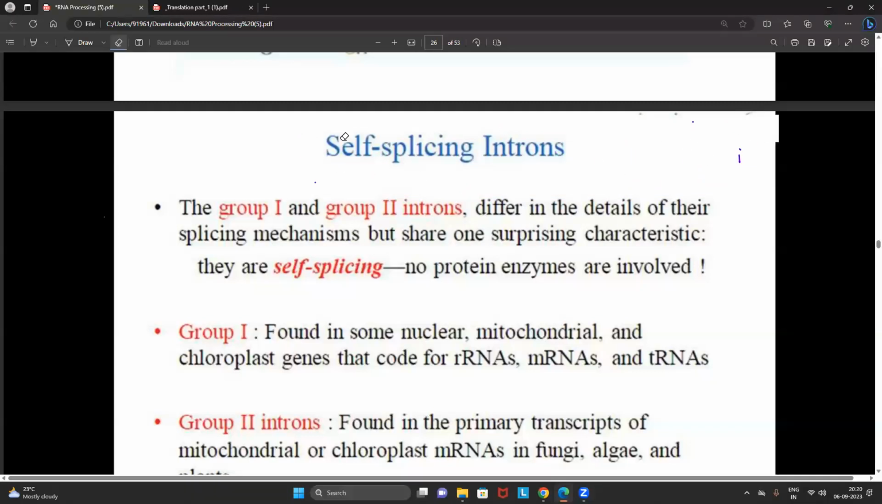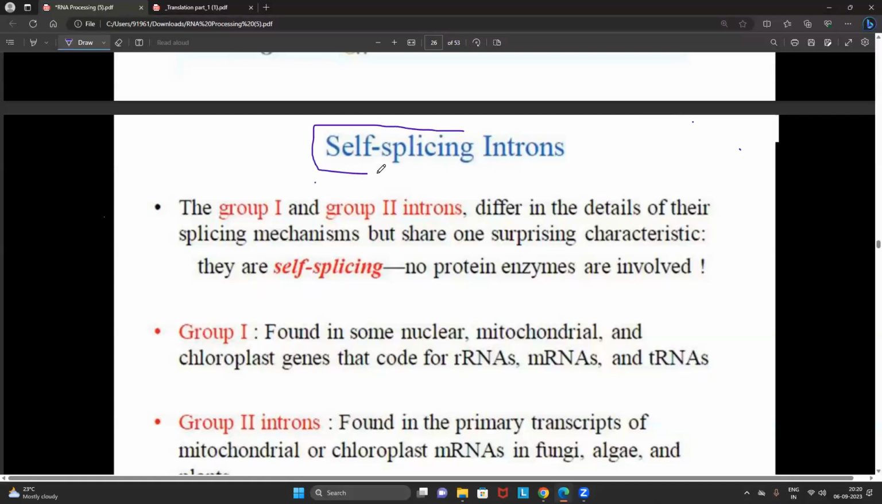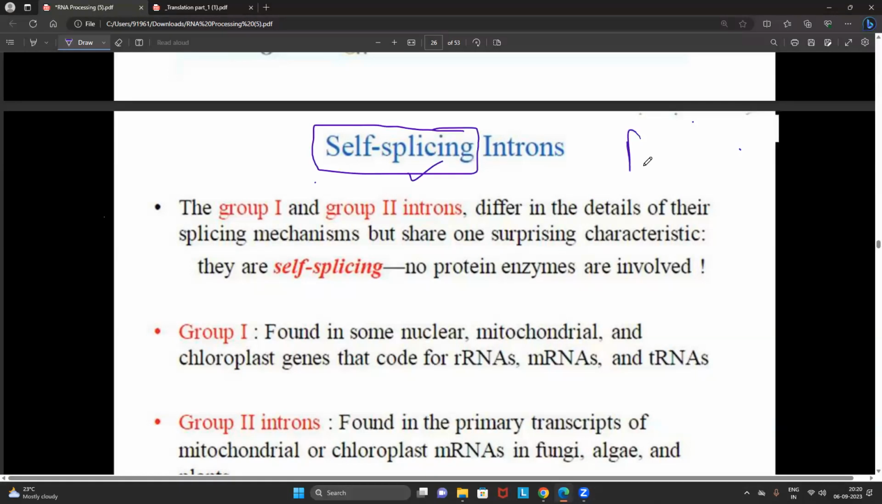Now the question is how do self-splicing introns differ from other mechanisms? See, friends, the name itself is indicating it. Self-splicing means it is not at all taking the help of anyone. With the help of a branch point, the introns will cut automatically. We don't use any external enzyme or any external protein. That is the reason we call them self-splicing introns. Please don't get confused with that point.